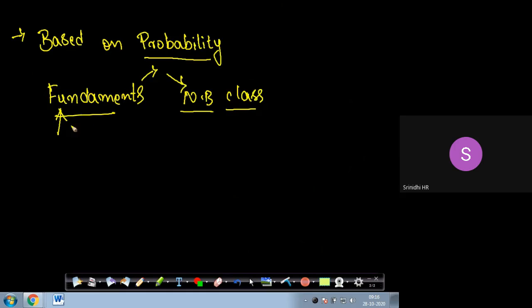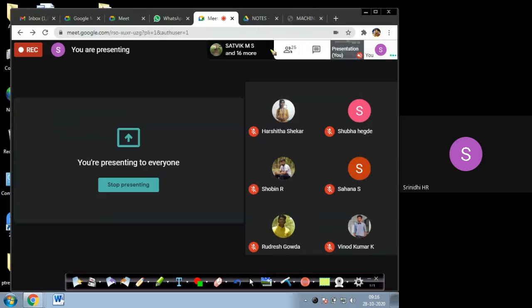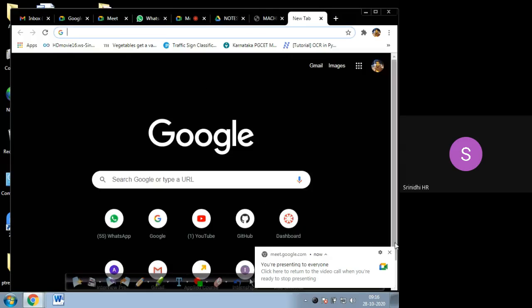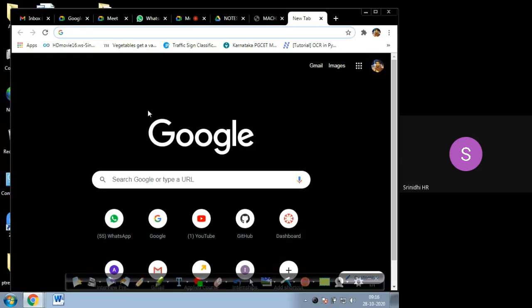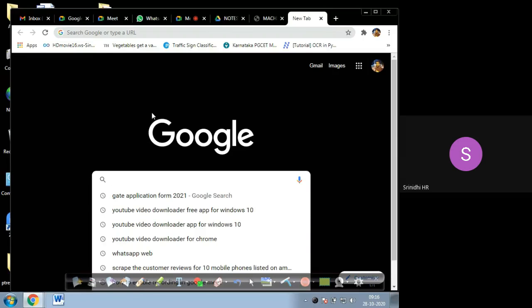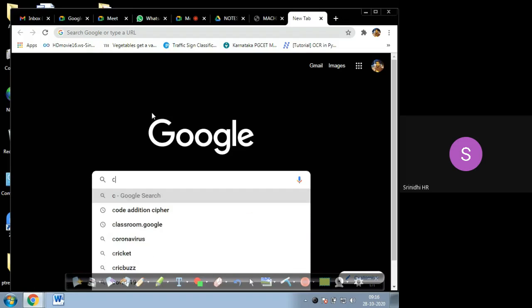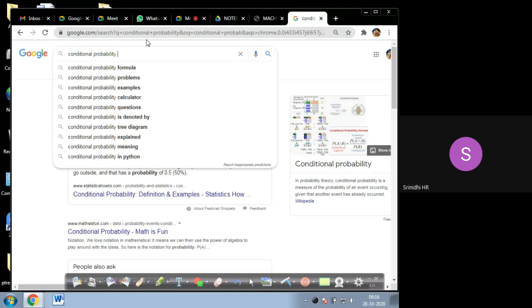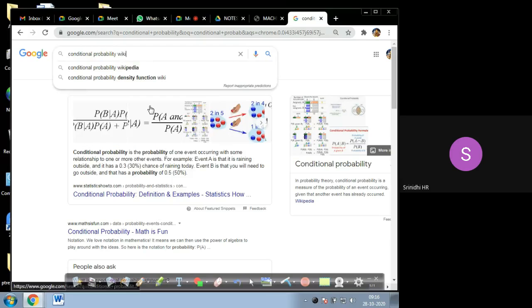Okay, so to start with, I'll go and search whatever we get on Wikipedia. So first we need to know what is conditional probability. I'll just type conditional probability. Okay, so I'll go with the Wikipedia definition.